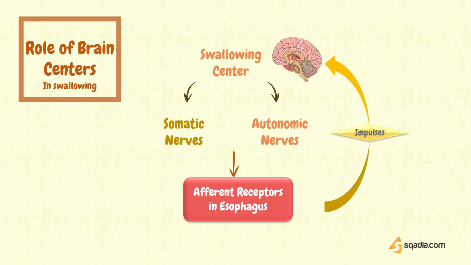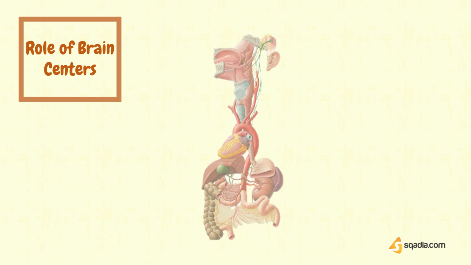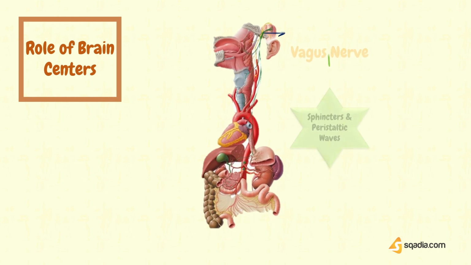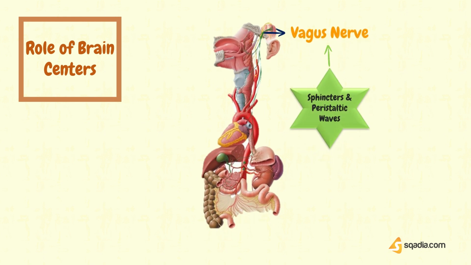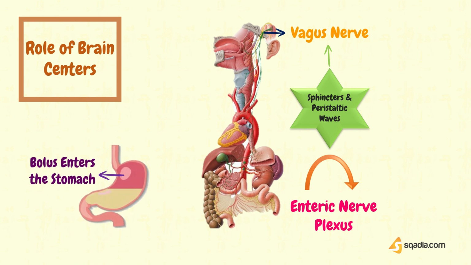The sphincters and the peristaltic waves are principally controlled by activity in the vagus nerve, aided by a high degree of coordination of the activity within the enteric nerve plexuses, within the tract itself. Once the bolus of food passes through the lower esophageal sphincter, it then enters the stomach. So this was all about the esophagus.